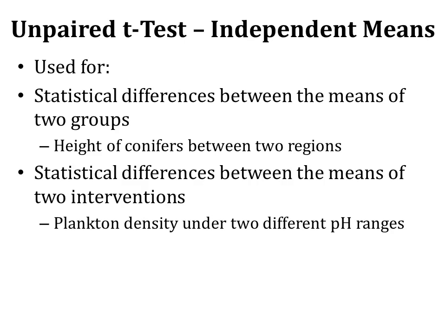And it is also used for calculating the statistical differences between the means of two interventions. For example, the plankton diversity under two different pH ranges. If we have two water bodies which have different pH ranges, and if we want to compare the plankton density from these two different water bodies, then we are going to apply the t-test for independent means. And why this specific t-test? Because these observations are taken from two different populations. So these are the general conditions in which the unpaired t-test, or the t-test for independent means, is used.